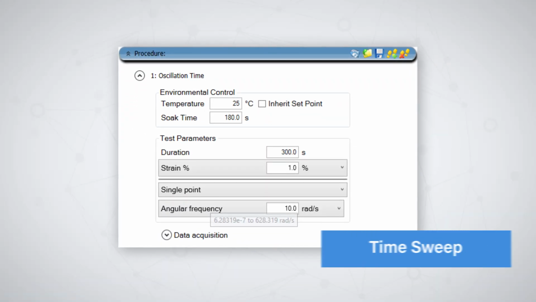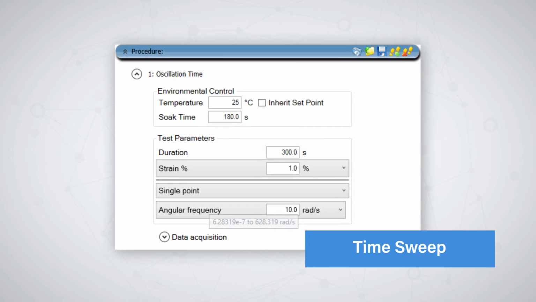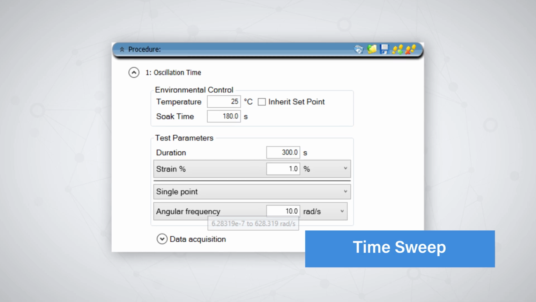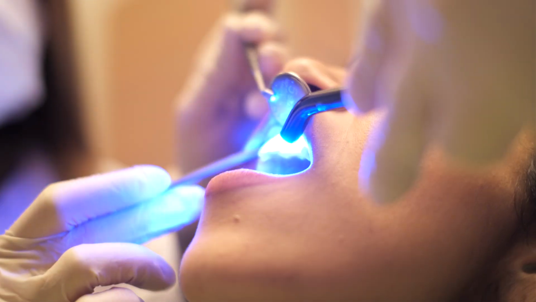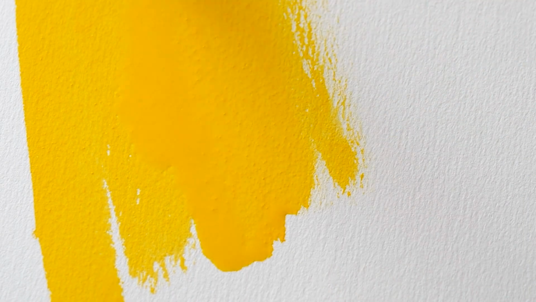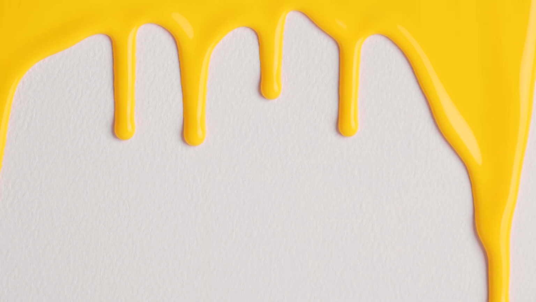Next up, the time sweep. Here we apply a constant oscillatory strain at a fixed frequency and just watch. We monitor how the material's moduli evolve over time. This is perfect for studying curing, like gels or resin setting, recovery after shear, and stability. Does the structure hold up?